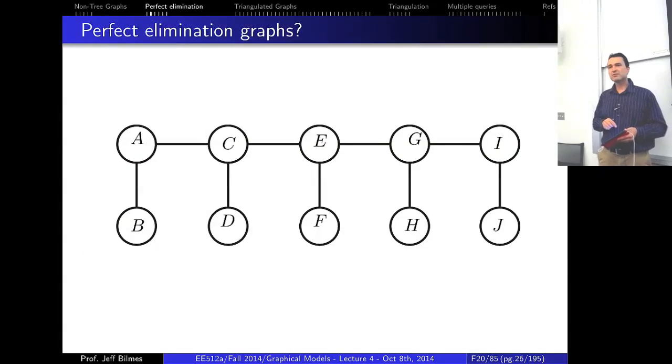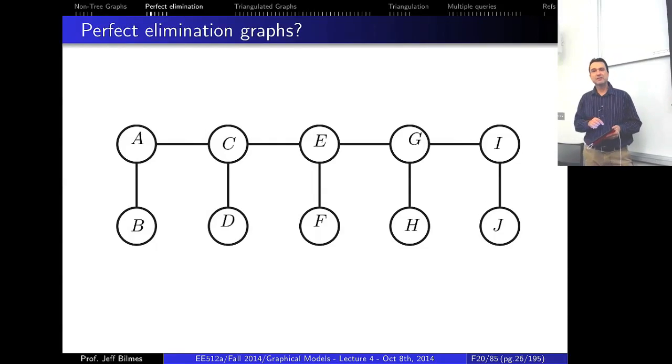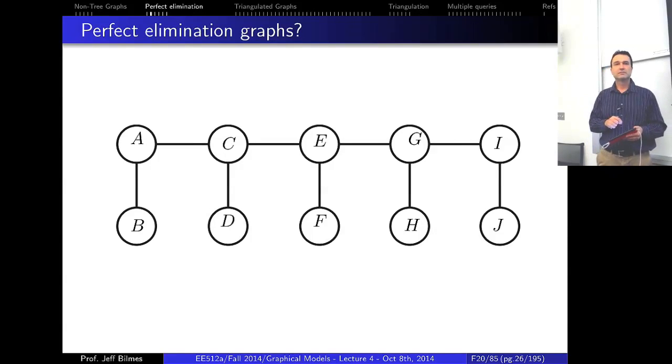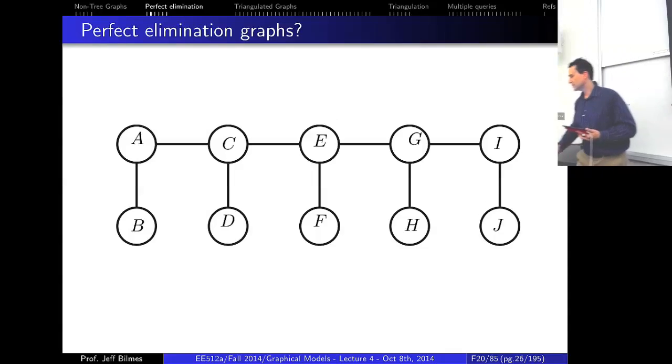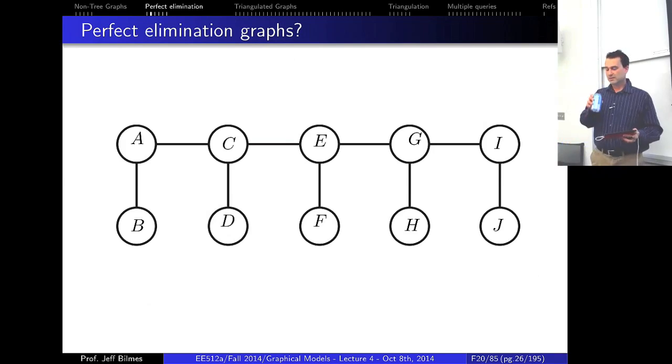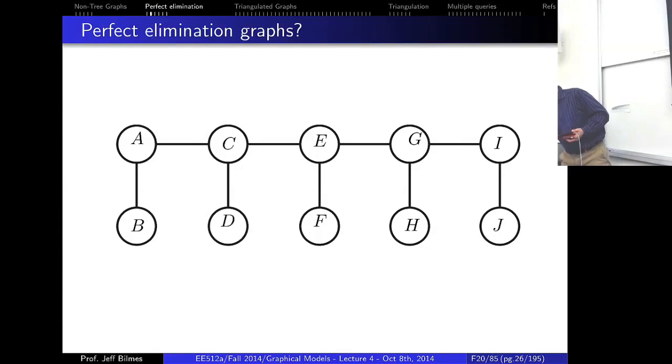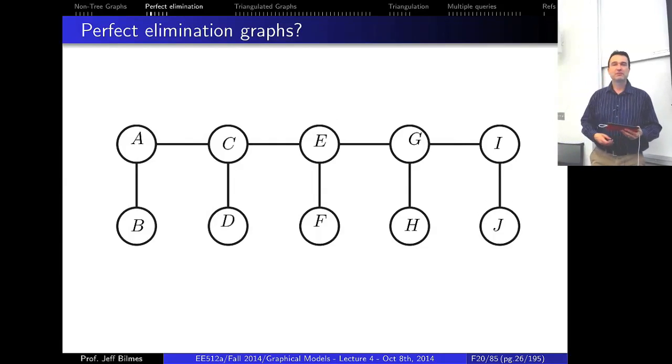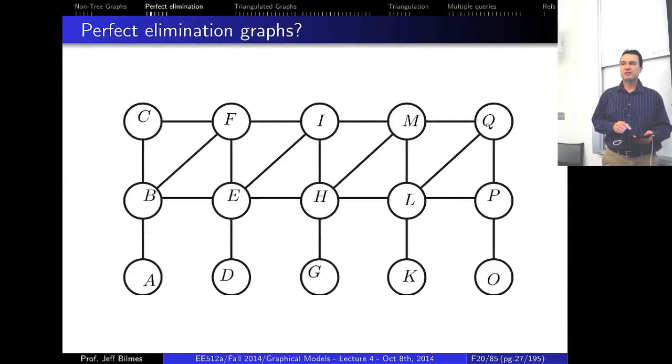Let's do a couple of sanity checks. Is this a perfect elimination graph? Yes. Does anyone recognize this graph? It's a hidden Markov model, which happens to be a tree. So a hidden Markov model is a tree. For you sequential processing types, you realize that you've been working with trees all these years.